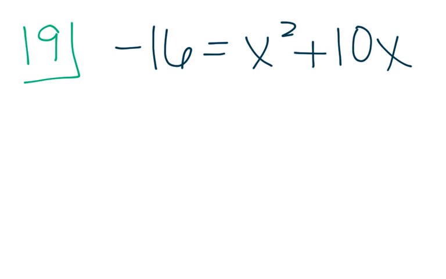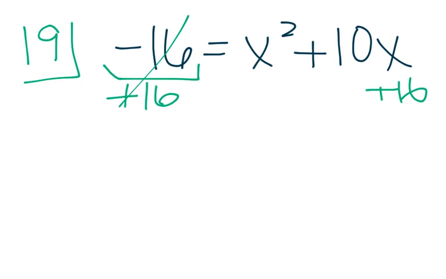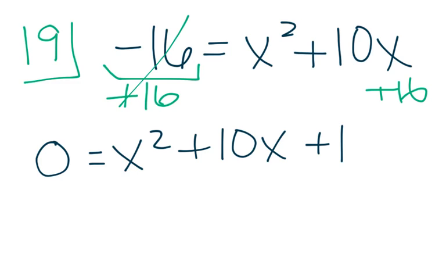Okay, we have negative 16 equals x squared plus 10x, but remember that on one side of the equal sign, we want to have a 0, so we're going to add 16 to both sides, so we can cancel this out, and we are going to have 0 equals x squared plus 10x plus 16. So for a, we have an invisible 1 in front of the x squared, b is 10, and c is 16.